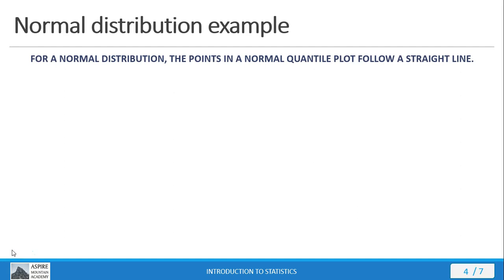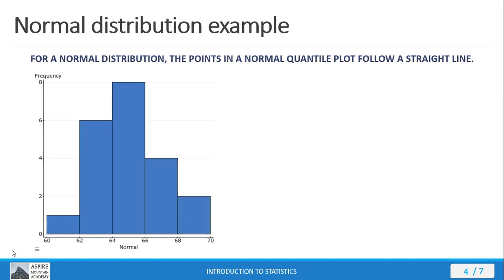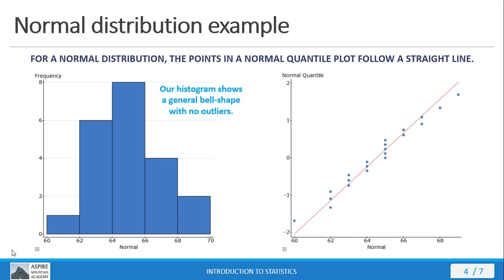So let's look at an example of what we're talking about here. Here's a histogram where the data is more or less normally distributed. It's not exact, but you've got that general bell-shaped curve, and you don't really have any outliers in the data set. The corresponding QQ plot is going to look like this. Notice how the data points are reasonably close to that straight red line. That's what you want to see when you're looking for a normal distribution. We're generally following that straight line. Some points are closer than others, but that's the general idea of what we're looking for.